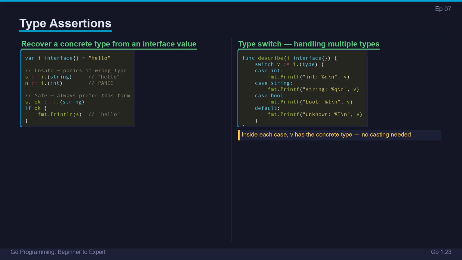For checking multiple possible types, Go has the type switch. The i.(type) syntax is valid only inside a switch statement. Inside each case, v has the specific concrete type, so in the int case, v is an int, and you can do integer operations on it without any conversion. Type switches are the idiomatic way to write code that handles multiple types from a single interface. You'll see them constantly in JSON processing, error handling, and generic utility functions.